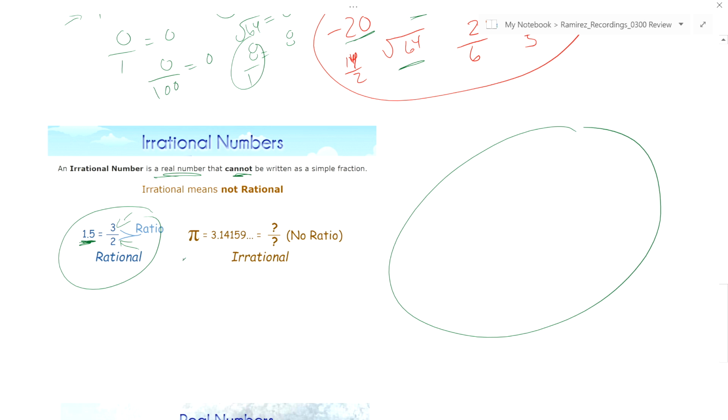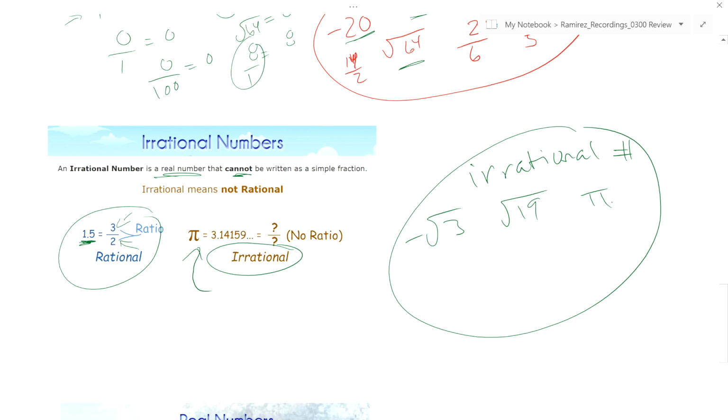Now, if we give you pi, 3.14159, and so on and so on, they still haven't been able to figure out what the last digit of pi is. So therefore, it's irrational. We can't put pi into a fraction form. So with our set, the irrational numbers are negative square root of 3, square root of 19, and pi.